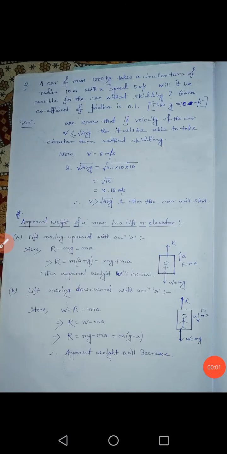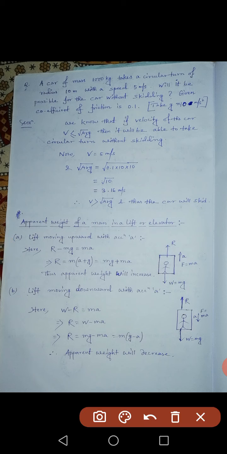In the last videos we discussed the motion of a car on a horizontal circular road and on a banked road. So now let us solve this sum related to those topics. It is given that a car of mass 1000 kg takes a circular turn of radius 10 meter and the speed of the car is 5 meter per second.